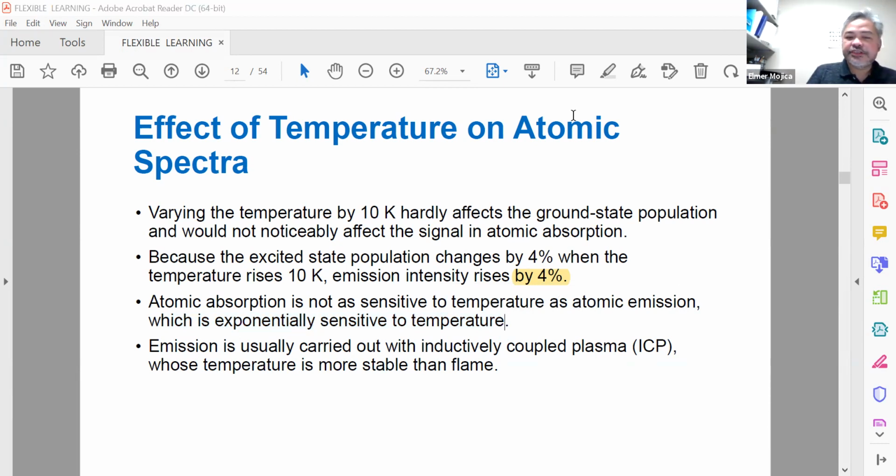So as we could say here, atomic absorption is not as sensitive to temperature as atomic emission, which is exponentially sensitive to temperature. And the emission is usually carried out with ICP, or inductively coupled plasma, whose temperature is more stable than the flame.